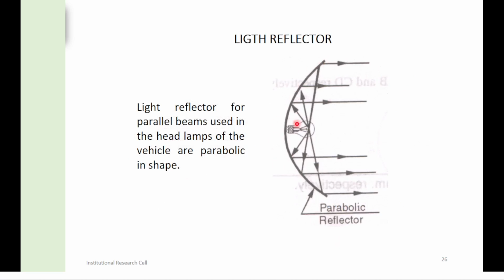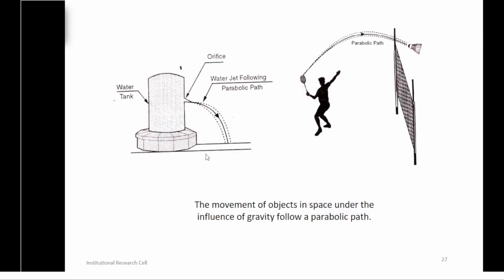Then light reflector. If you have observed the front of your automobile, for light reflecting purposes a parabolic shape is used. Just notice the light reflectors of your buses and trucks. Because of this parabolic shape we can transmit the light to a larger extent. Again, this is a water jet following a parabolic path. Then the shuttlecock of this sport also follows a parabolic path.